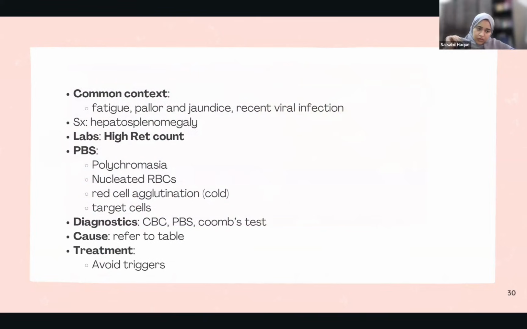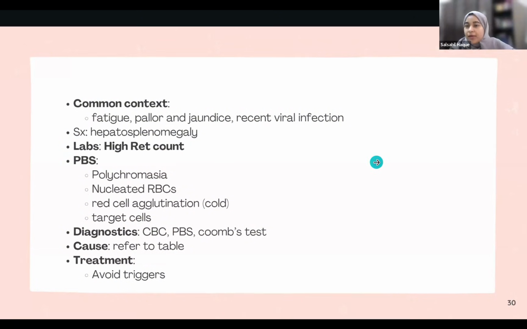Okay, so the causes, can anyone tell me one cause for cold autoimmune hemolytic anemia? Isn't it SLE? Correct, but for warm hemolytic anemia, okay? So for cold hemolytic anemia, mainly mycoplasma infections and also EBV infections, if I'm not wrong.